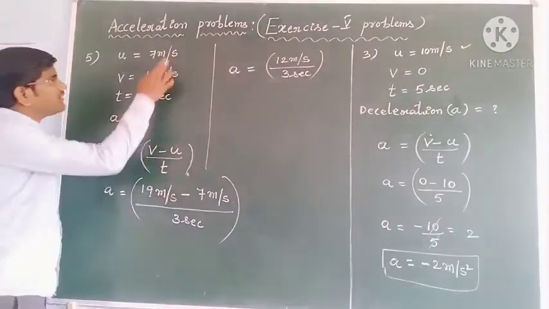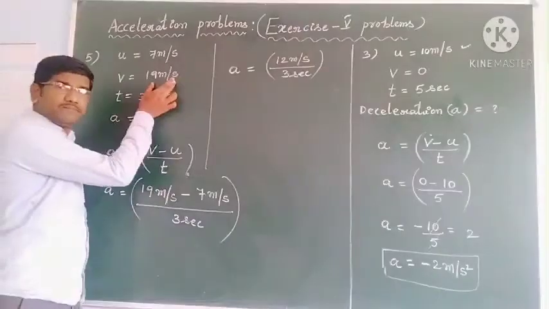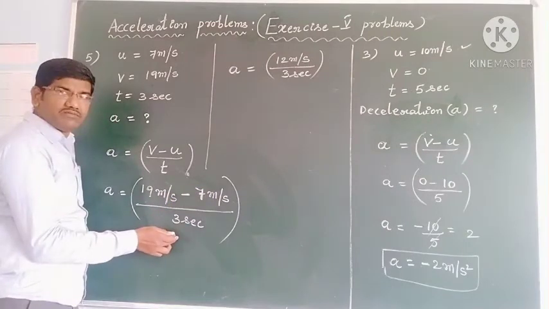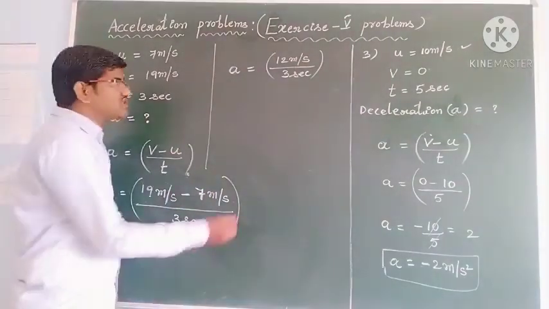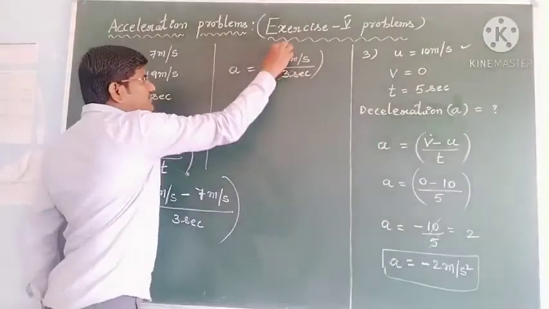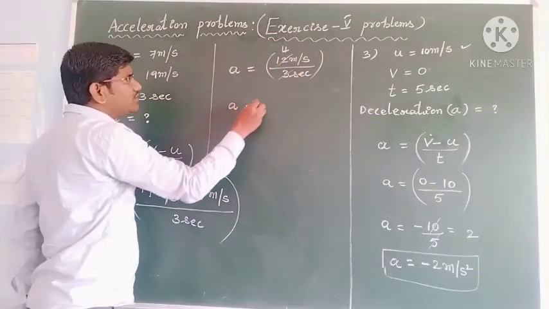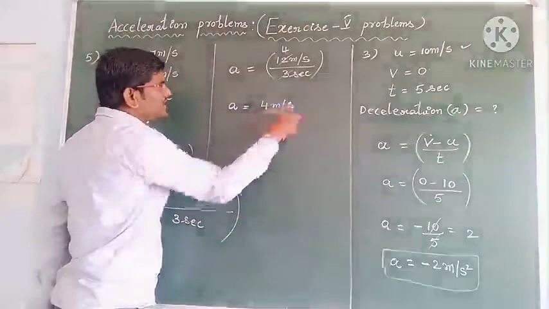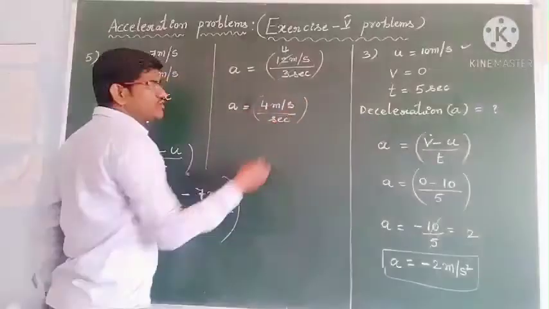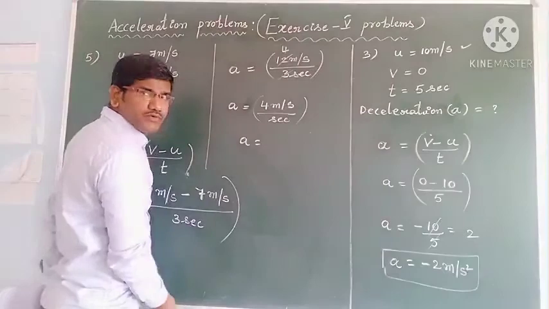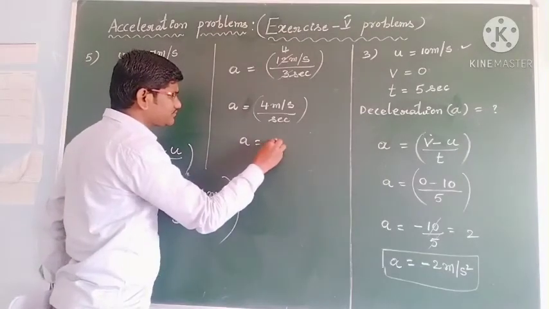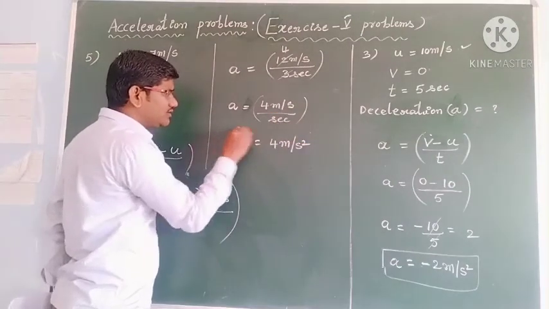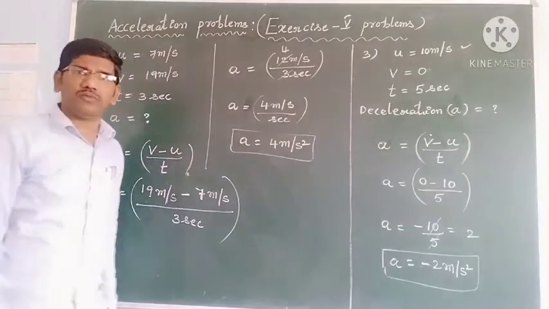Initial velocity is 7, final velocity is 19, in the time of 3 seconds. Find the acceleration they have asked. So now if you cut 12 with 3, you will get 4. Then A is equal to 4 meters per second by second. So you will get the A value as 4 meter per second square. This second again comes to the denominator. So we got acceleration 4 meter per second square.